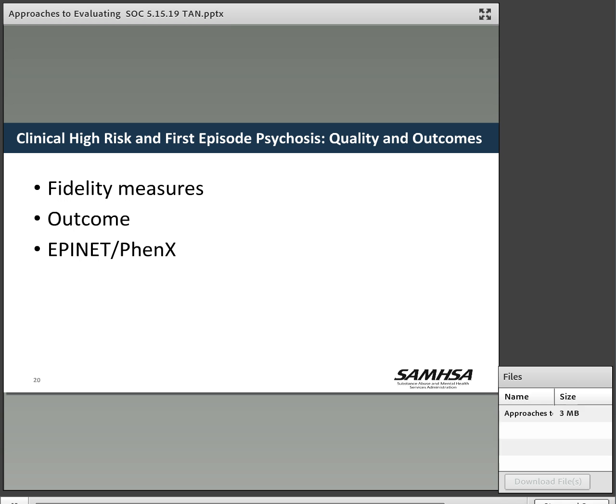I'm going to change areas slightly, and then we'll circle back around and go to clinical high-risk and first episode psychosis measures. Some of you may be providing coordinated specialty care first episode psychosis services. SAMHSA is funding some of those services, as many of you know. And so you'll see that there are a number of measures that we've adopted for our mental health block grant use. I want to take you through those, and then we'll circle back around.